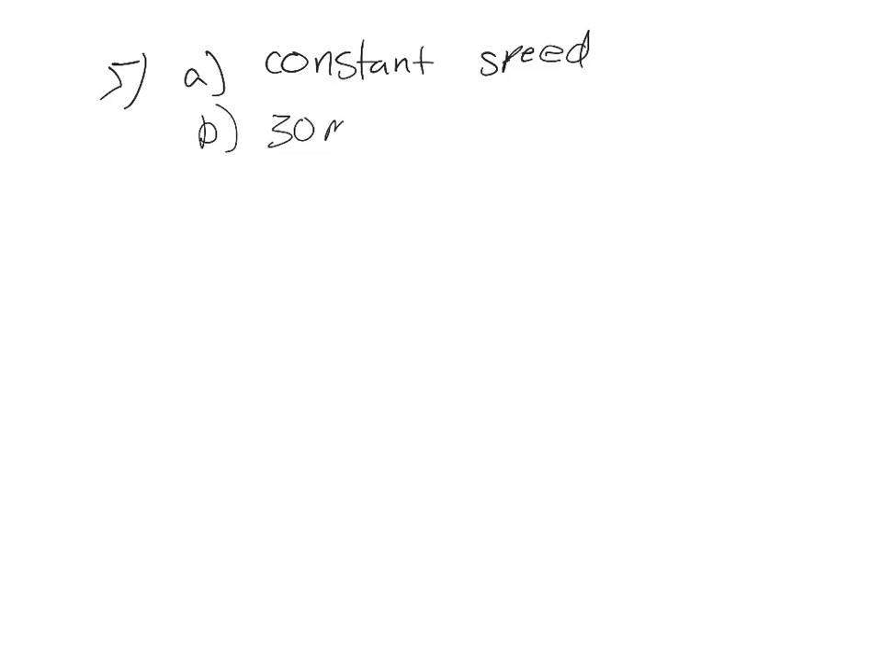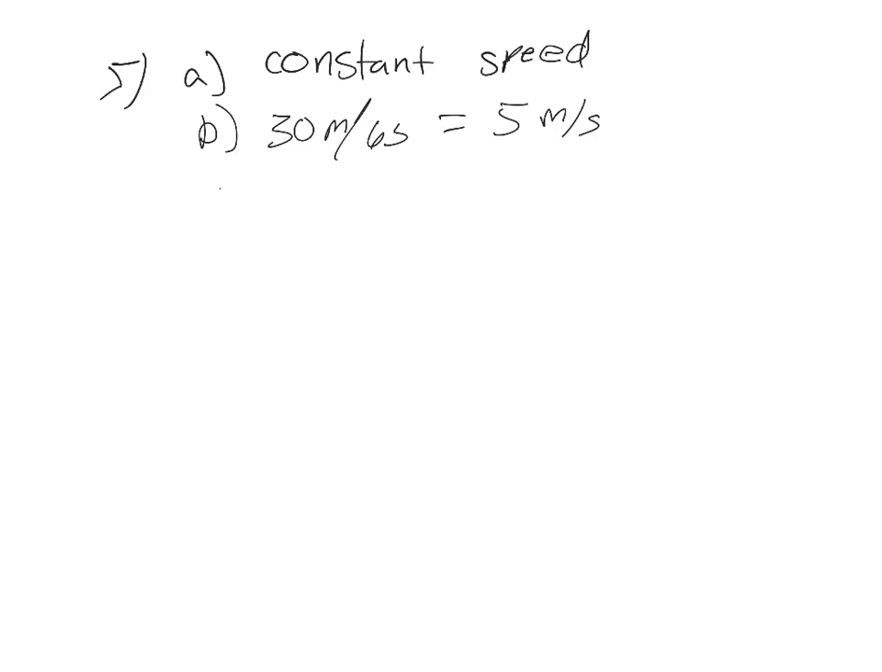So if we go to the next one, number five, you're doing essentially what is this object doing? For A, it's moving at a constant speed. That's what I wanted for that. For B, what is the average speed? To find the average speed, you would just take the total distance over the total time, which would be 30 meters over 6 seconds, which would give you 5 meters per second.